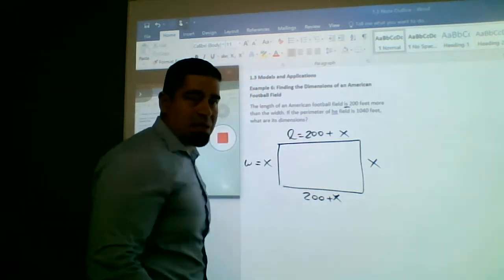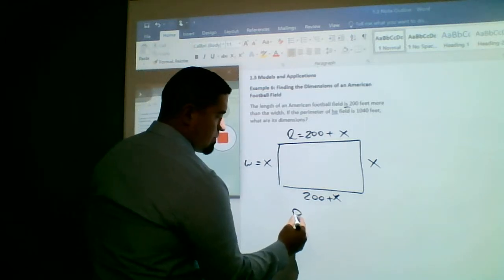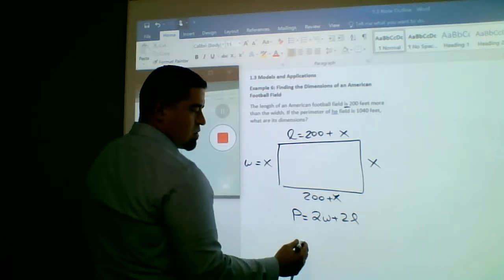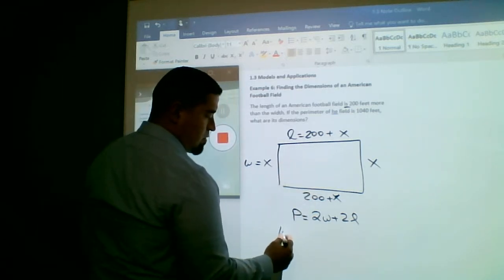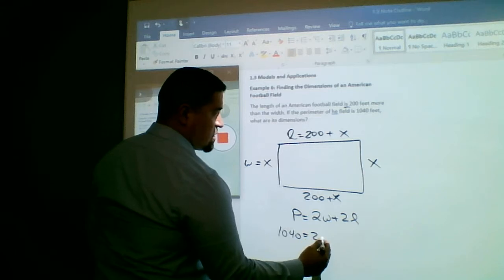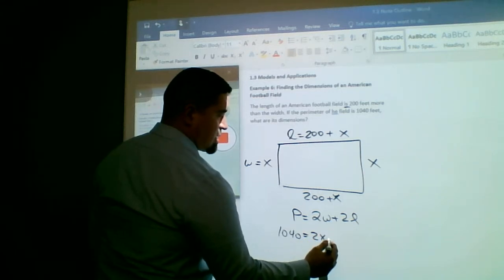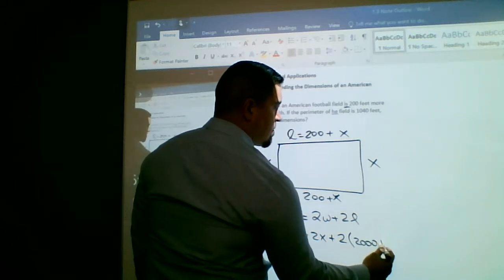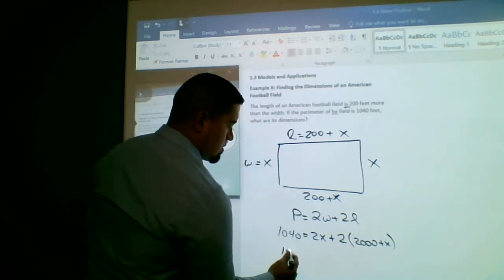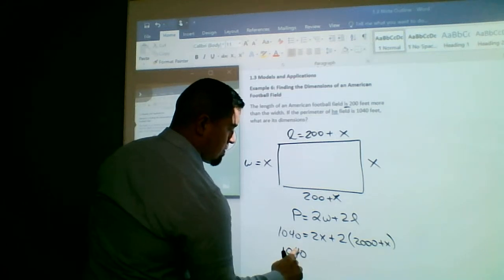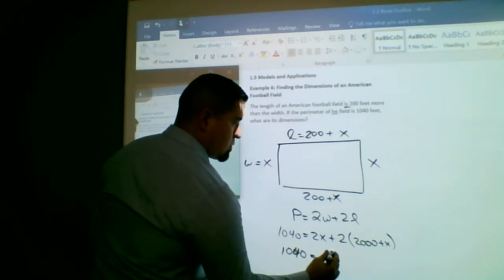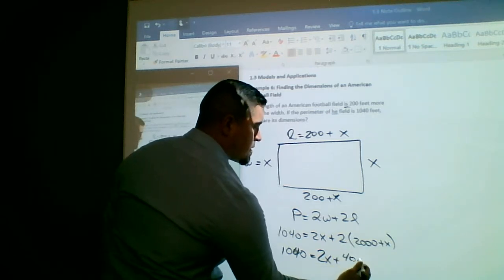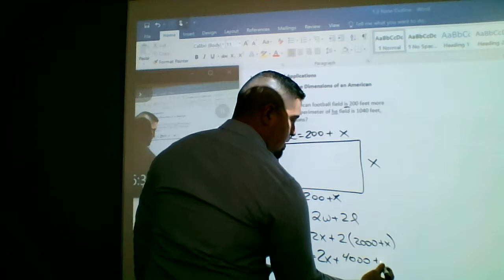But maybe this time we'll take the perimeter approach. Remember I told you this formula from the last problem. So the perimeter, the problem says, is 1,040. 2 times the width, we said the width is x, plus 2 times the length, we said the length is 200 plus x. Okay, so we'll try to solve this. 2x plus 2 times 200 plus 2 times x is 2x.